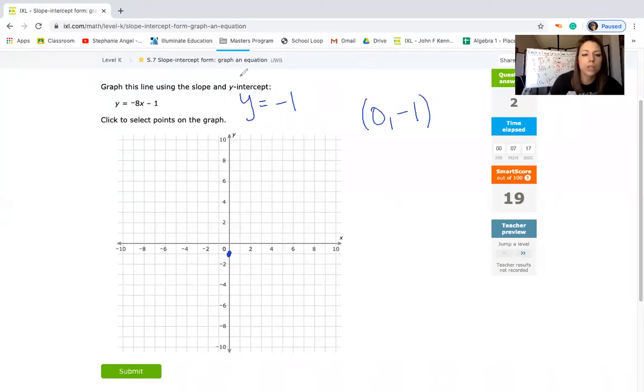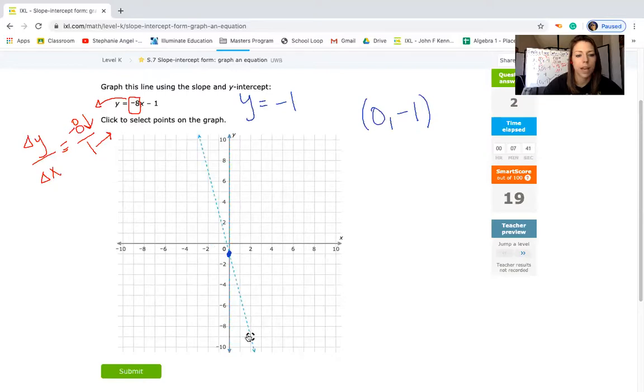Up next, we need our slope, which is the multiplier of x, in this case, -8. So change in y over change in x. This would be -8 over 1. Since the slope is always right, this means we're going down 8 and right 1. So if I put my point here at 0, -1, I'm going down 8, 1, 2, 3, 4, 5, 6, 7, 8, and right 1.